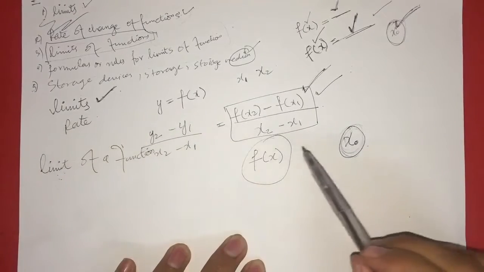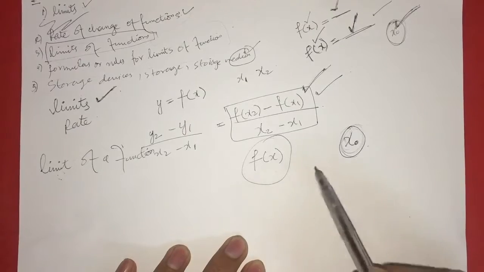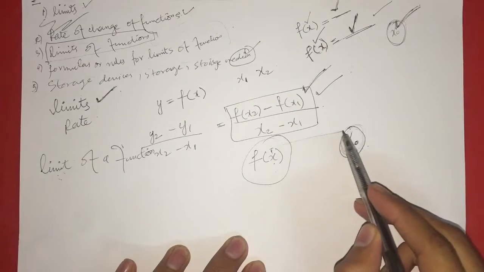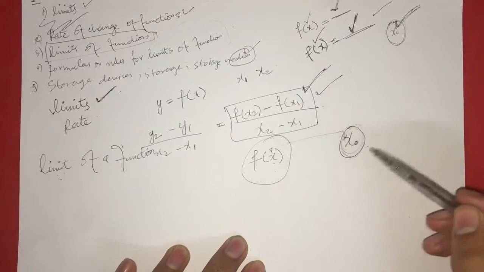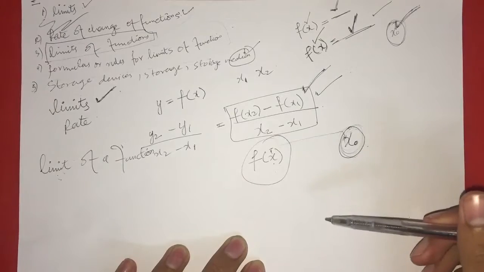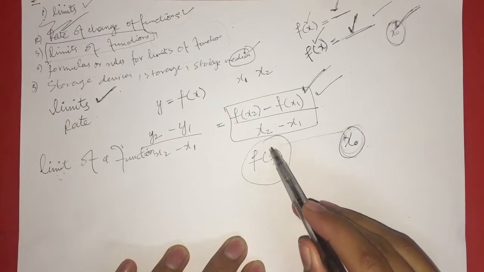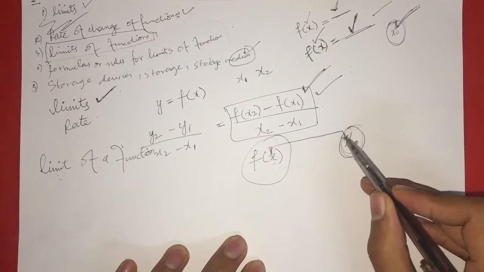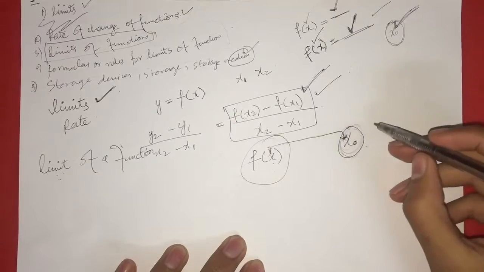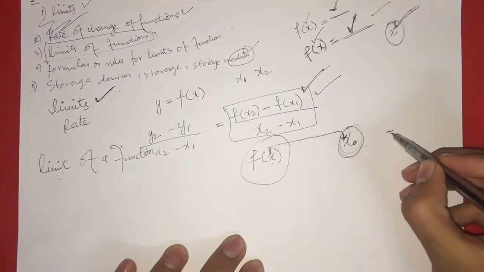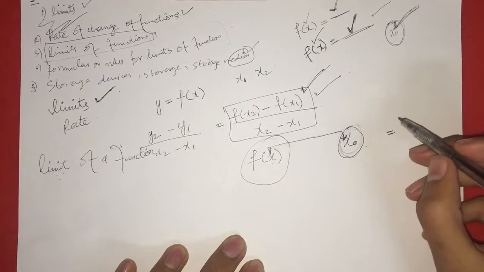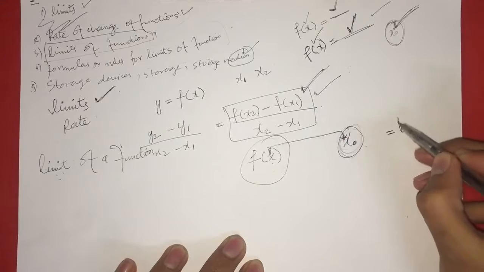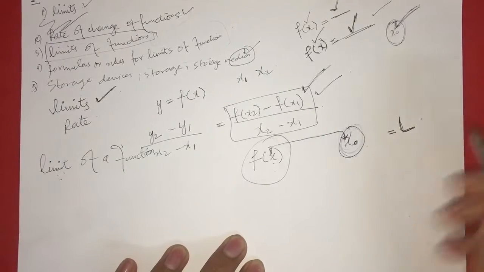If we want to do the limit thing, we'll say that as x reaches closer to x naught, not exactly x naught, because at x naught the function is not defined, but as x approaches x naught, then the function of x is L, or it approaches L.